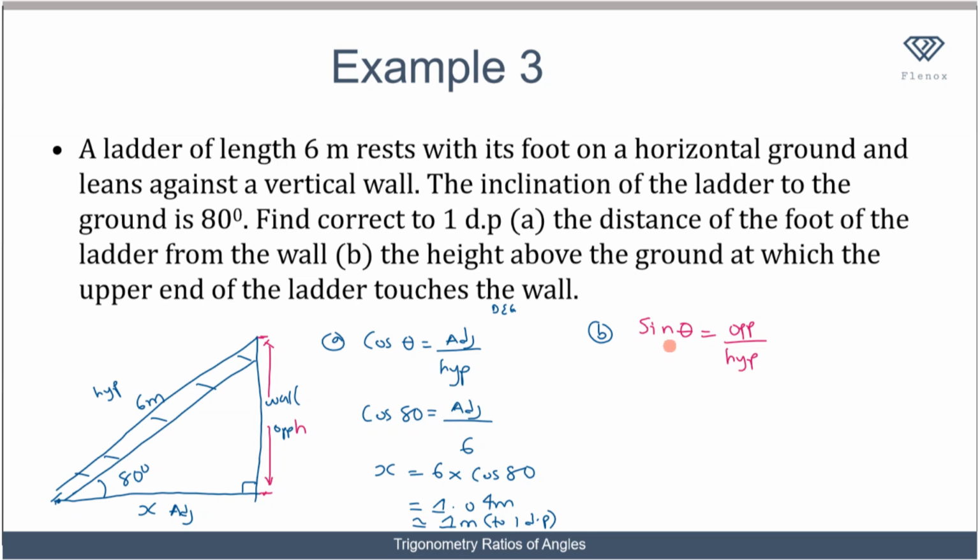In this case, theta is 80. So sine 80 is equal to my opposite, which is the height of the wall h, over my hypotenuse, which is the length of the ladder, which is 6. So h will be equal to 6 times sine 80. And when you punch this into your calculator, you get 5.9 meters to one decimal place.